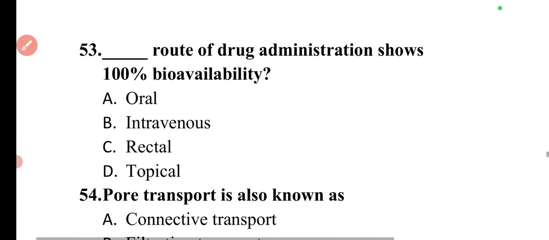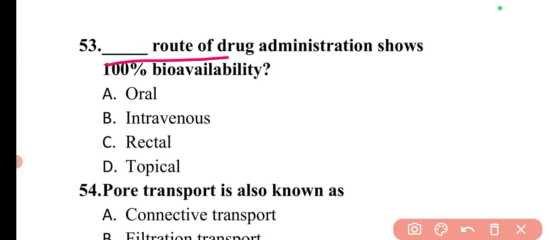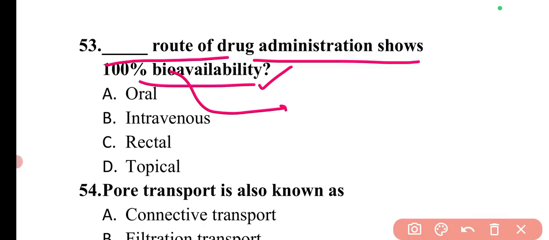Then coming to next question. So the question is dash route of drug administration shows 100% bioavailability. This question is also asked many a times. So with 100% bioavailability, the route of administration is intravenous.